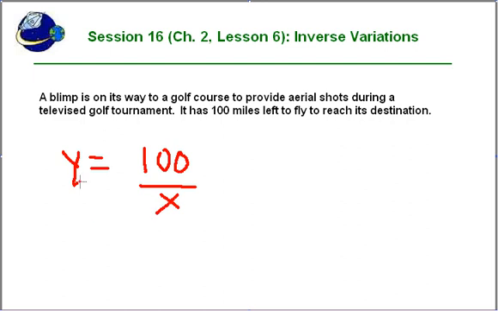Now, as a reminder, in a direct variation, as one variable increased, so did the other. However, in an inverse variation, the opposite occurs. As one variable increases, the other one decreases. It gets smaller. As one gets larger, the other gets smaller. And that's how they came up with the name inverse. One is the inverse of the other. And what we're going to do on the next screen is to take a look at how that happens. So let's go over there right now.